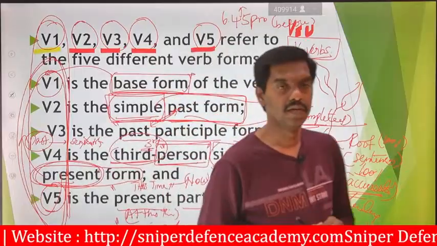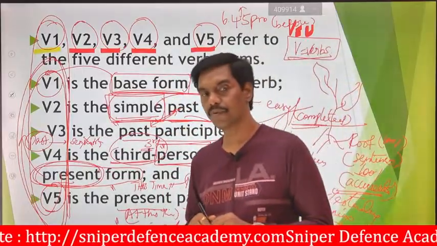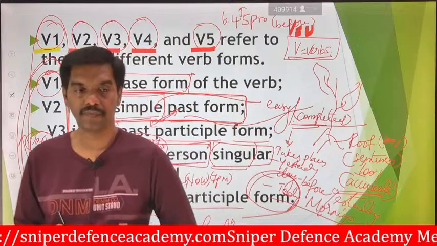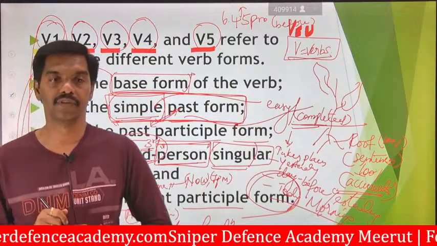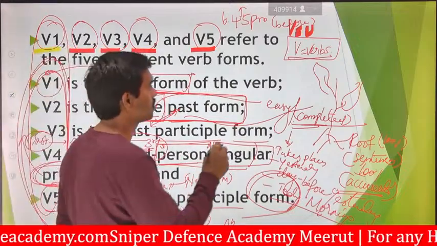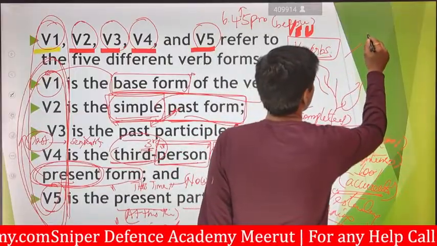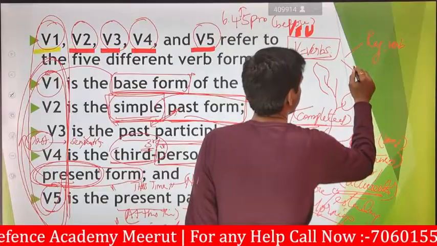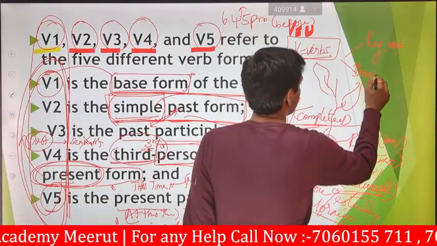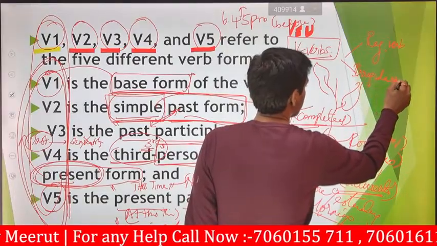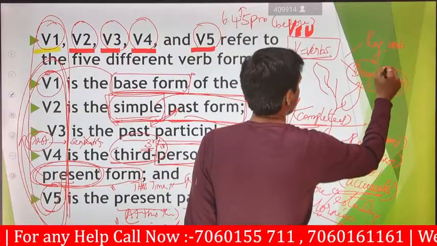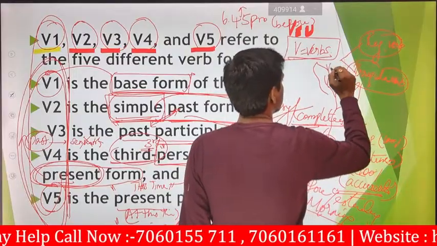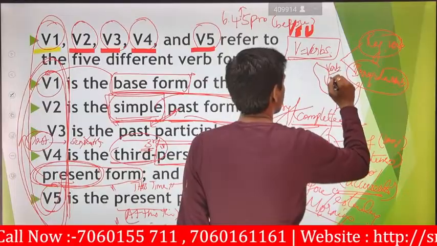Okay. And what are the types of verbs available in this base form? There are two types of verbs. Yesterday we have seen that one is the regular verbs, two is the irregular verbs. What is that? Regular and irregular. These are the two types of verbs. We have seen some examples also.